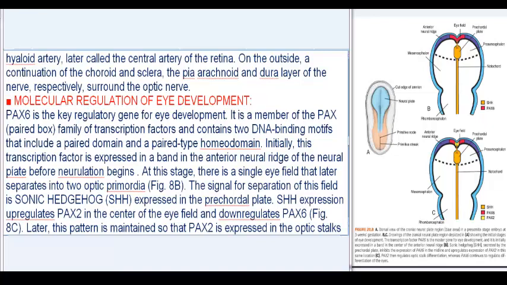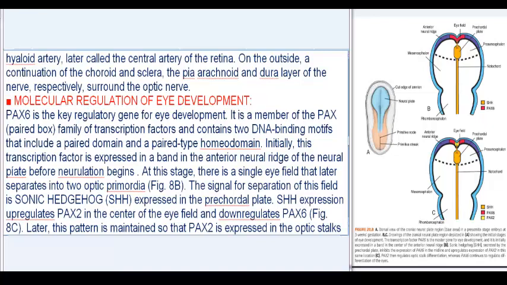Molecular regulation of eye development. PAX6 is the key regulatory gene for eye development. It is a member of the PAX, paired box, family of transcription factors and contains two DNA binding motifs that include a paired domain and a paired type homeodomain.